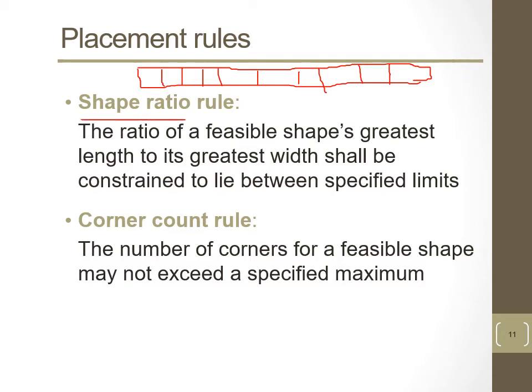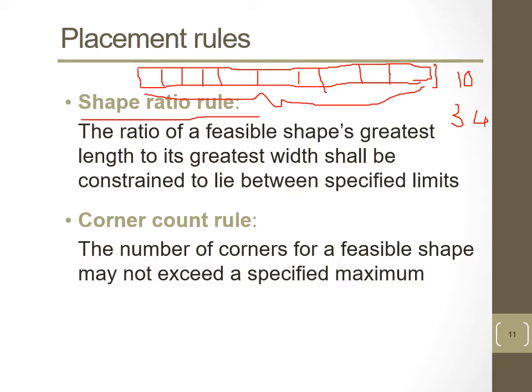And this shape ratio rule tries to avoid it. What's the shape ratio rule? You divide this length by this width, which is 10 divided by 1, and you say that it's not acceptable. The length divided by width, for example, should be at most 3 or 4. So you can give such values. In that case, such a departmental shape is not allowed. The ratio of the length to the width should be within specified limits.